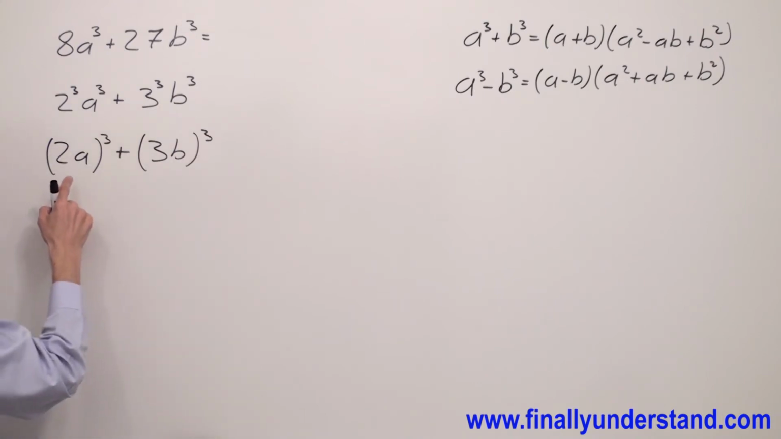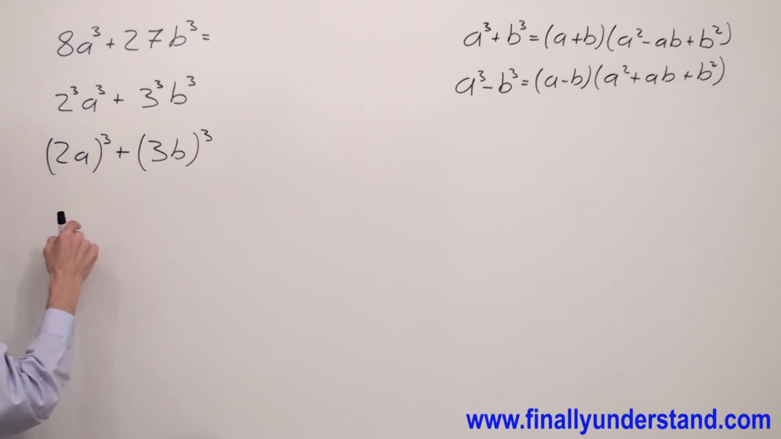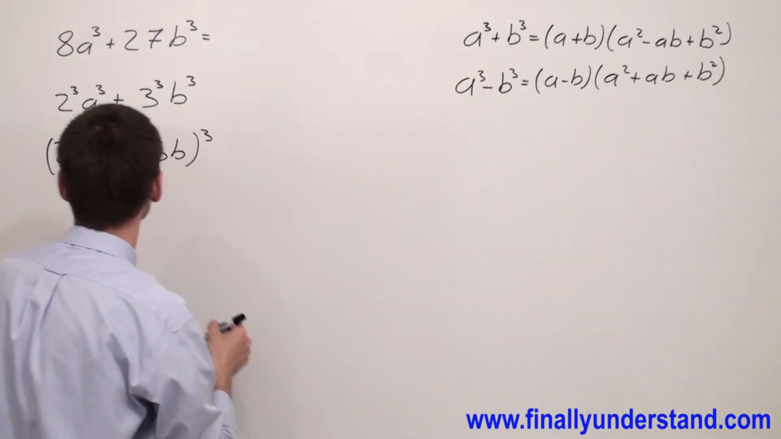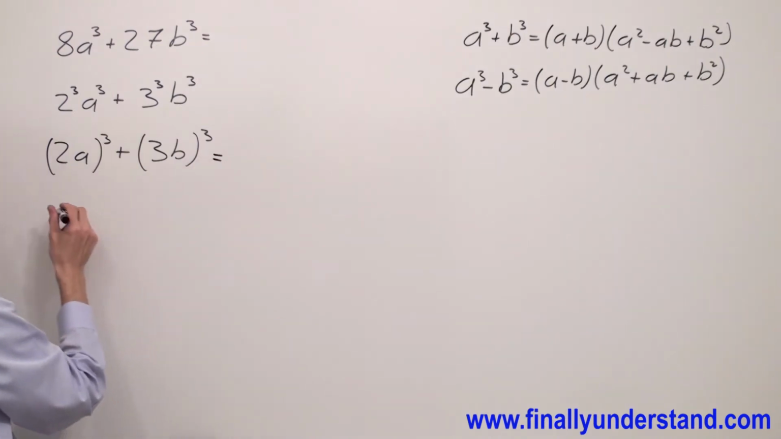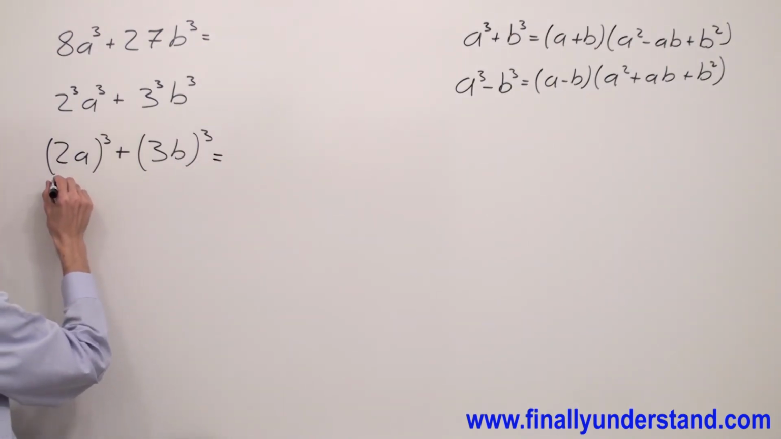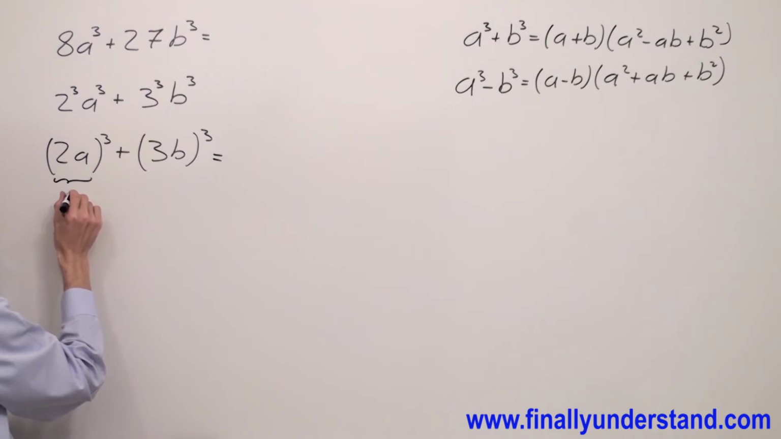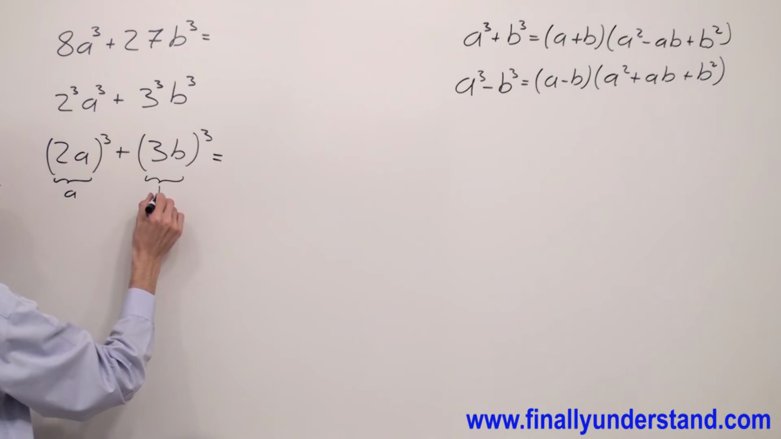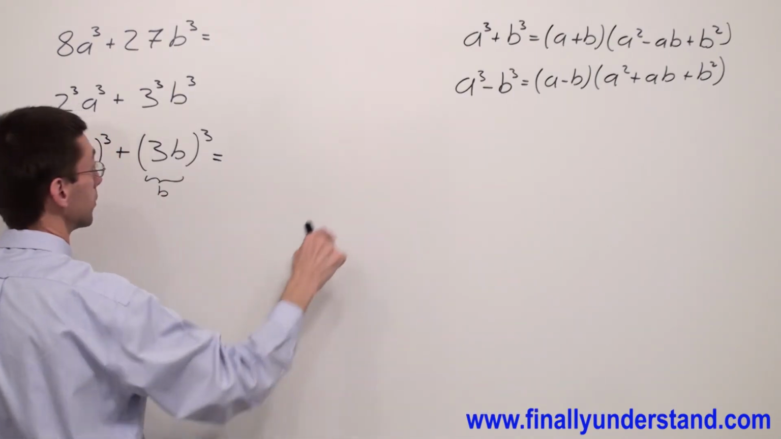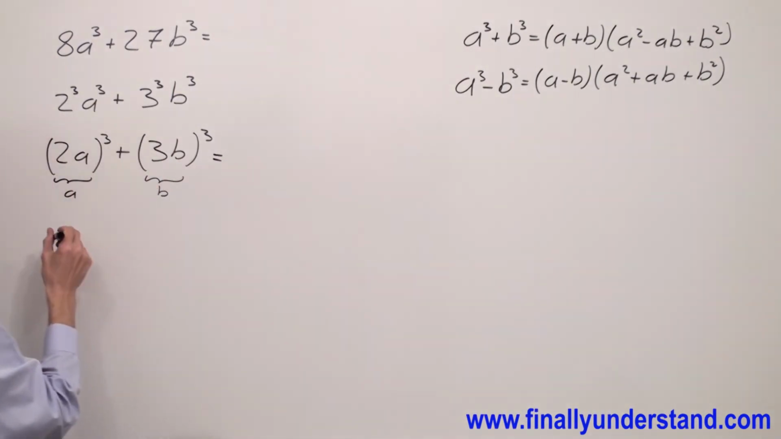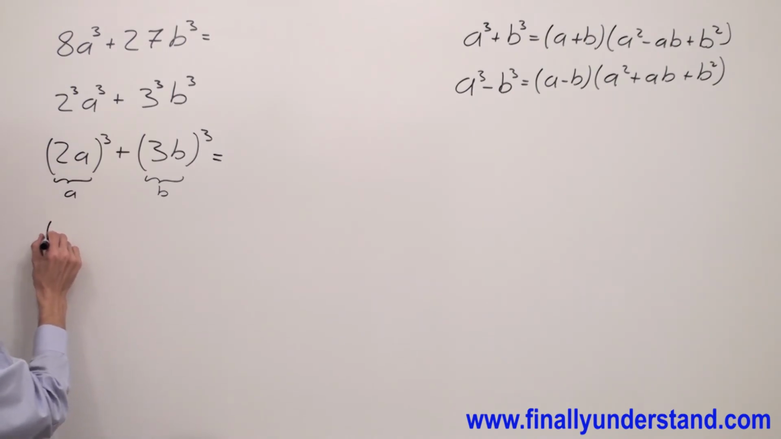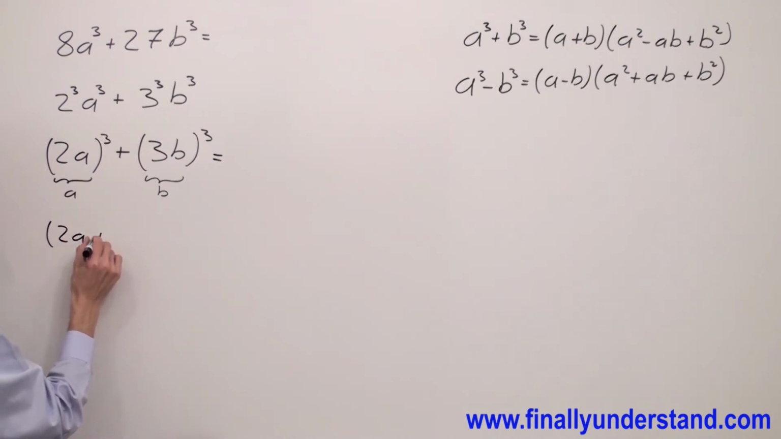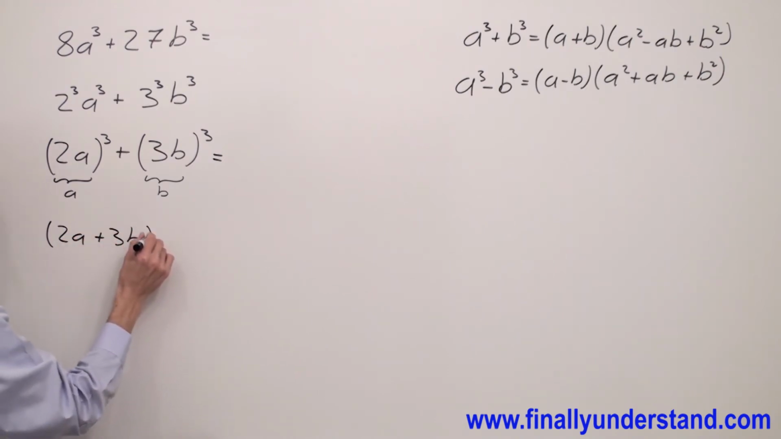Next, I'm supposed to use the formula for the sum of the cubes. So, I'm going to have this term represented by a from my formula, and this term represented by b from my formula, this one. And the formula says a plus b. So I have 2a plus 3b.